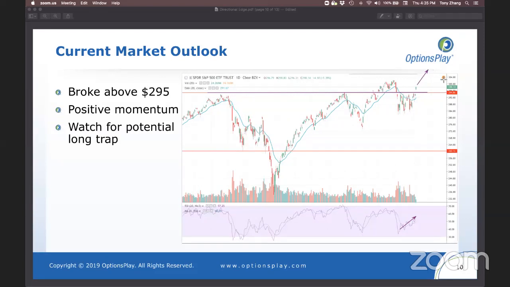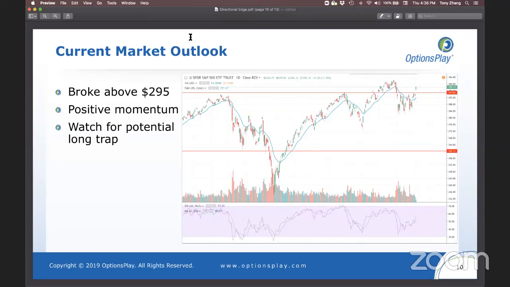So that is currently our position on the market: we're cautiously bullish on this market, but we are aware of the fact that we did break above 295. Momentum is positive and it's not overbought. But we want to watch for a potential long trap, basically where the market moves a little higher and then corrects right back down. So we could easily have this bit of a double top here, and fall right back down. So be careful about that. But we are cautiously bullish on this market at the current moment.